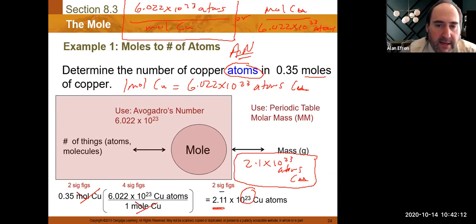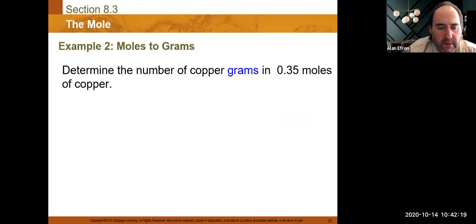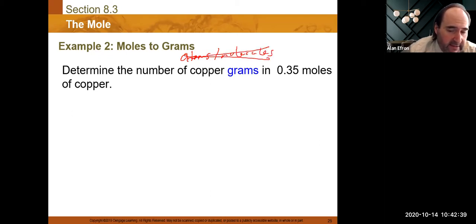Okay, let's look at another one involving copper. We want to determine the number of grams there are in 0.3 moles of copper. The key on this one is that when we look at the problem, there is no mention of atoms and no mention of molecules. Since we don't have any of those things, we don't need Avogadro's number in this case.